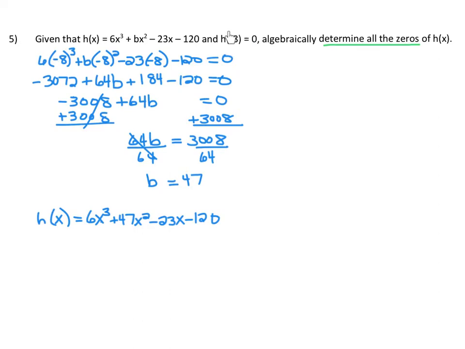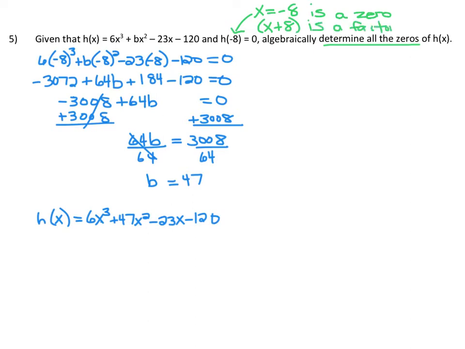If h of negative 8 equals 0, what they're telling us is that when you substitute in the x's with negative 8, the expression is equal to 0. So basically, x equals negative 8 is one of the zeros of our function. So if we know that x equals negative 8 is a 0, doesn't that mean that x plus 8 is a factor? Okay, and that's totally going to help us.